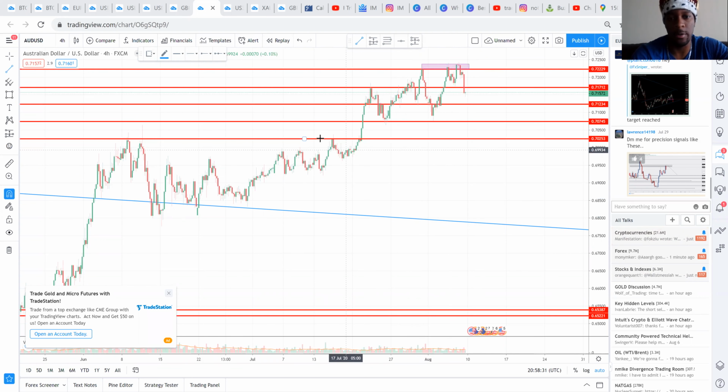Right here is an area of resistance, area of support, area of resistance that's also support, but resistance, area of resistance. So let's get it.